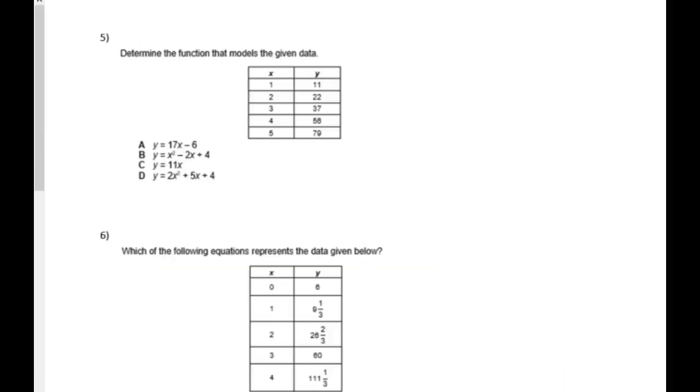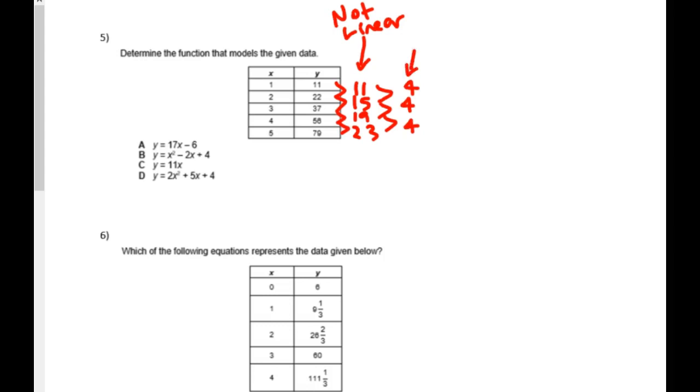Alright, number 5. Now this one, there's 2 linear answers and 2 quadratic answers. Let's see what's happening each time. It's adding by 11, then it's adding by 15, then it's adding by 19, then it's adding by 23. So that's not the same, so it's not linear. Let's do the second difference. Well, hey, they're all 4. So what does that mean? Quadratic.